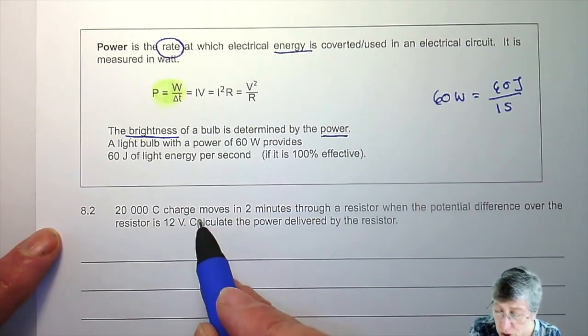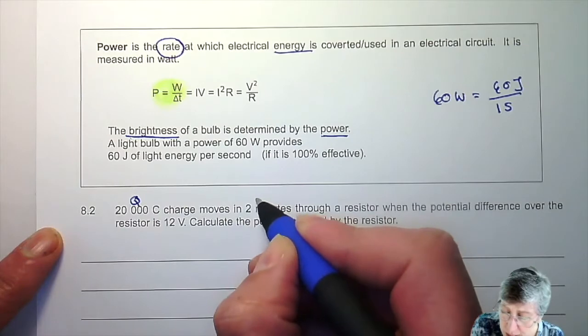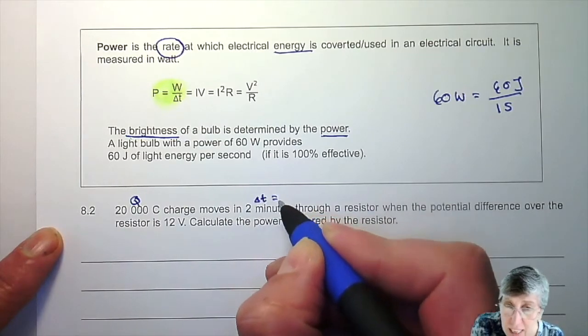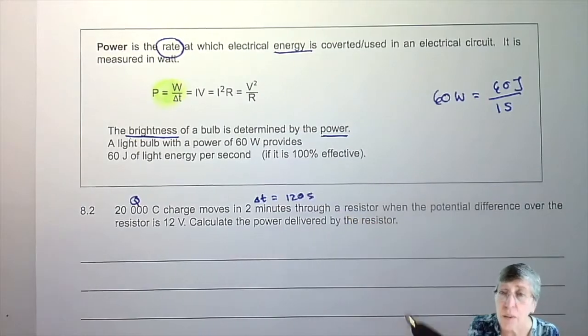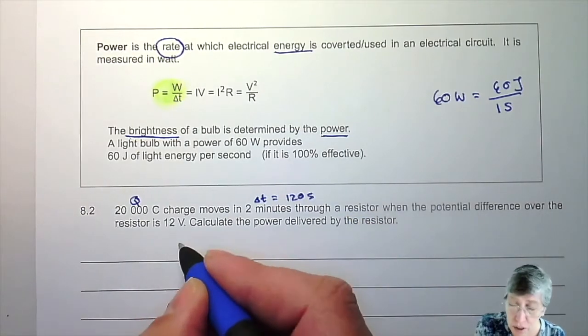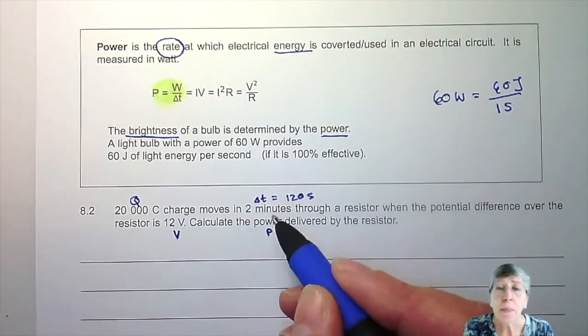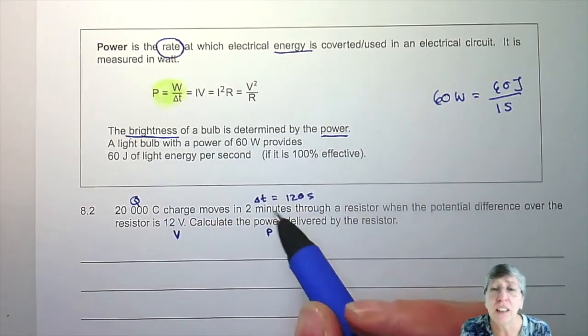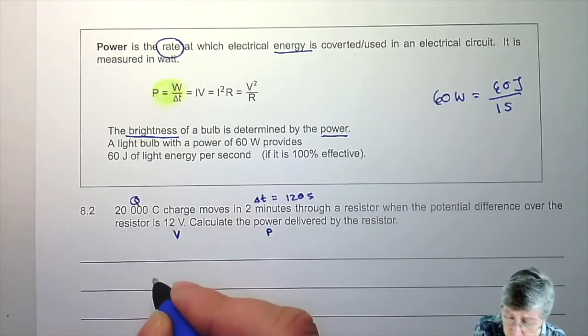20,000 coulombs of charge, right? So they give you a Q, moves in 2 minutes. I will make that delta T and not minutes, 120 seconds. Through a resistor with the potential difference, and there they give you a V, and they ask you to calculate P. Now, none of the equations over there has got a Q in there. So let's just get rid of Q first.